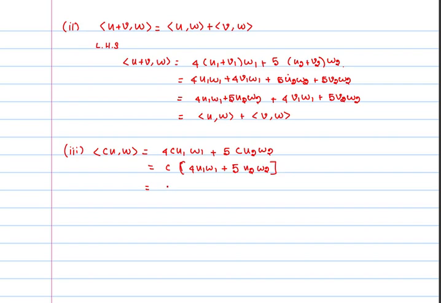So now you take it, this is C times the inner product of U comma W. So the homogeneity condition is true. Finally, non-negativity and positive definiteness: U comma U is 4 times U1 squared plus 5 times U2 squared. These are all non-negative, must be positive. So the same argument as in the previous example.